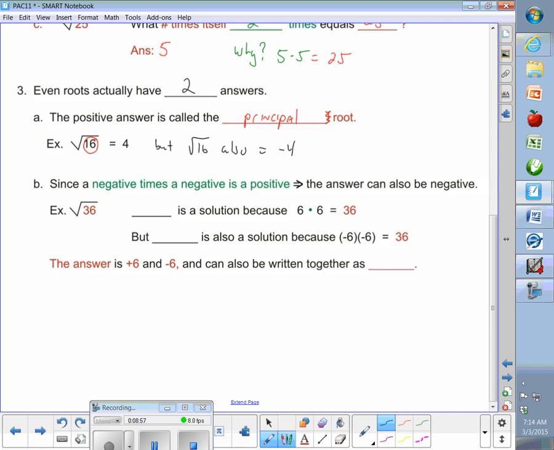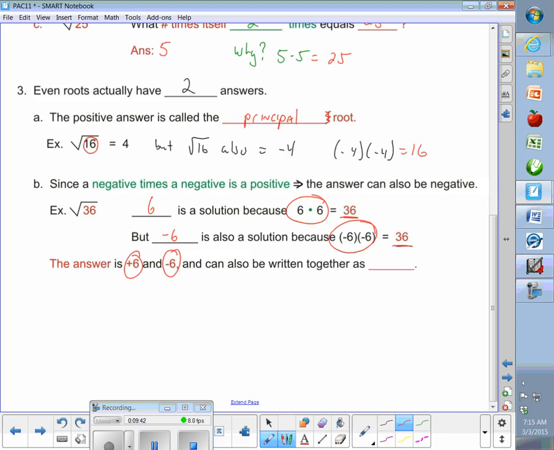And why? Isn't negative 4 times negative 4 equal to the radicand of 16? And the answer is yes. So with B here, we've got the square root of 36. One of the solutions is going to be 6, right? Because 6 times 6 gives us the radicand of 36. But negative 6 is also a solution because negative 6 times negative 6 equals our radicand of 36. So technically, the answer is plus 6 and also negative 6.